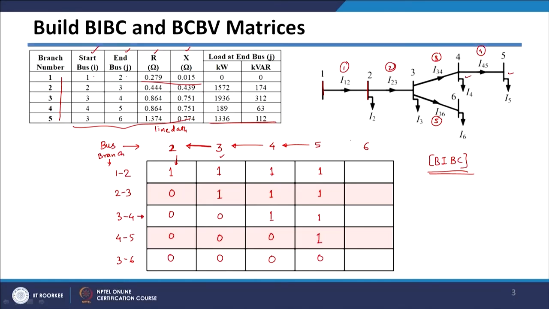Now there is no connection between 5 and 6. So here the connection is not between 5 and 6, but however there is connection between 3 and 6. So there is actually connection between 3 and 6. So what you have to do, you copy the column corresponding to 3 at 6th location.